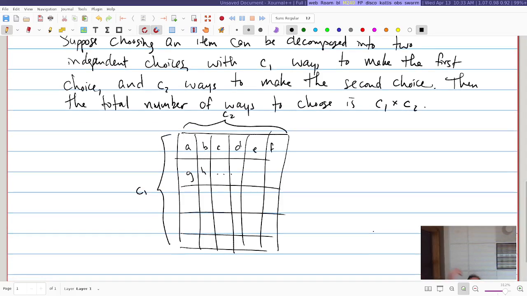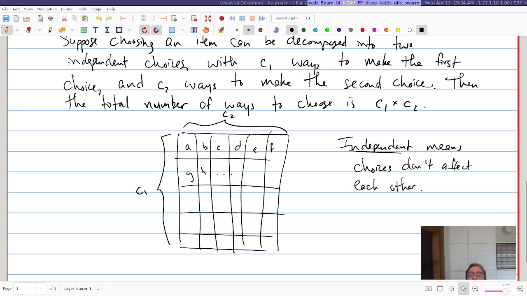Or this is just like what multiplication means. Right? So independent means the choices don't affect each other. Right? And in terms of the picture, the fact that they're independent means it's a perfect, exact rectangle.